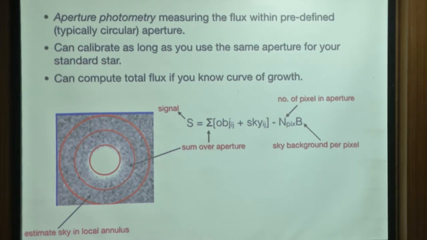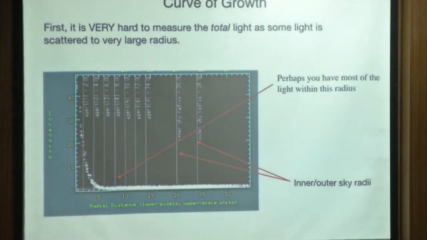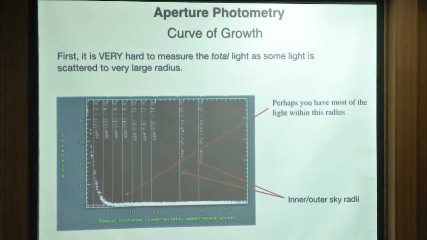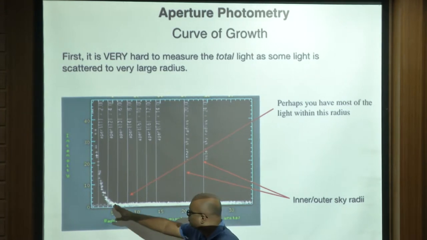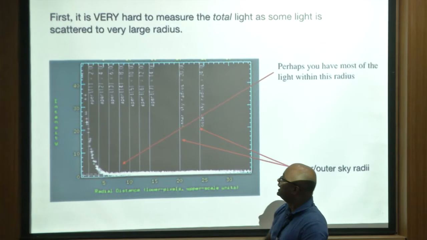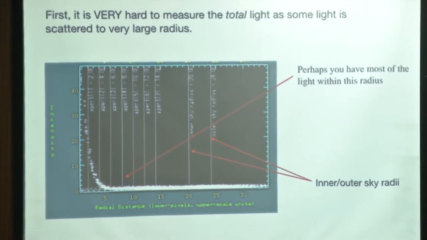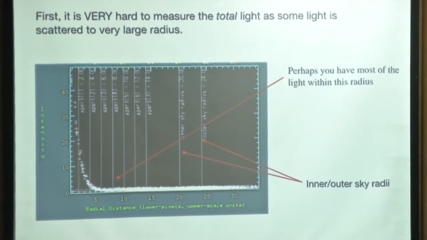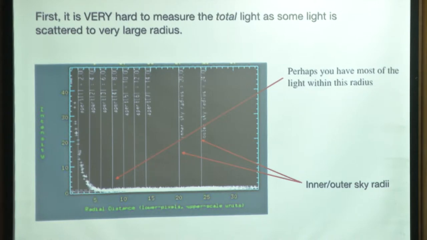And for that, you basically plot the curve of growth. So this is what I mean by curve of growth. We measure the magnitude in concentric apertures, and at some point you will see that the magnitude, or the flux, has settled in at some aperture, and we take that as our aperture where you think you have most of the light from that source. Then obviously there is an outer annulus where you can measure the sky, and that will give you the total flux from that object, which you can take as the total magnitude for a particular target. So this is what we call the curve of growth, where you plot the intensity versus aperture radius that you have measured in the various apertures.